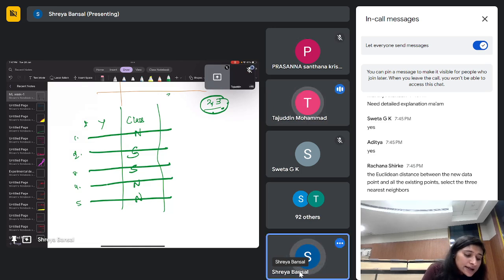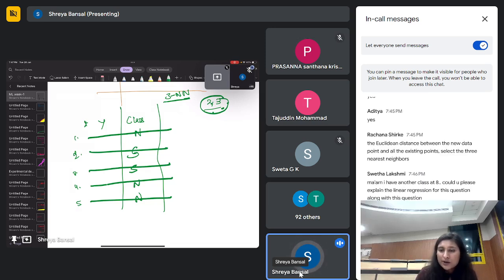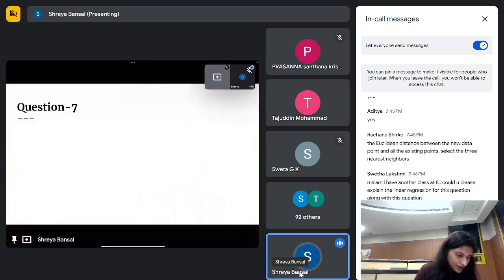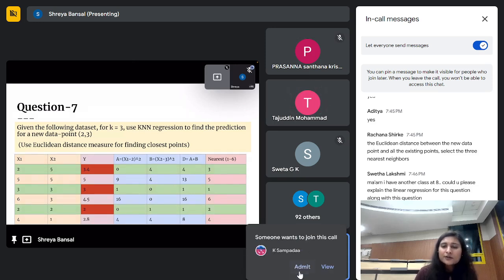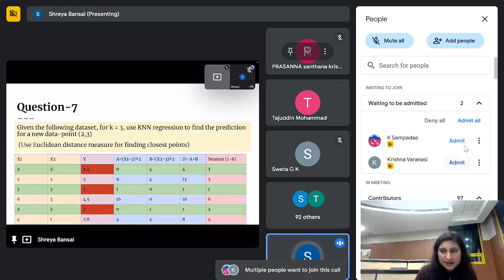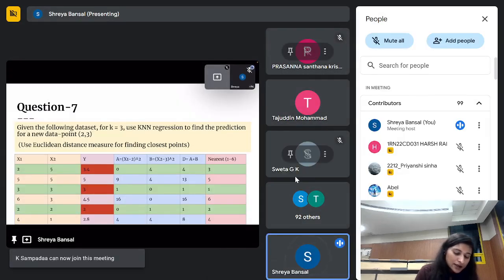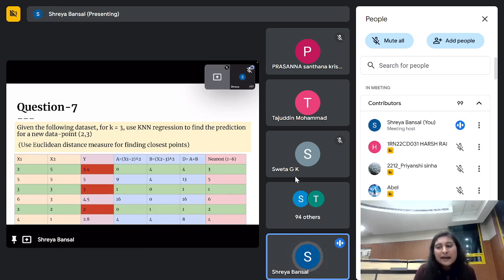Now, 3NN means you find the 3 nearest neighbors, the three minimum distances. These are the distances that I get from the given data points. So I find the nearest three distances, which are 1, 2 and 3. I take the outputs given for these three and take their average. So it's a simple KNN regression.